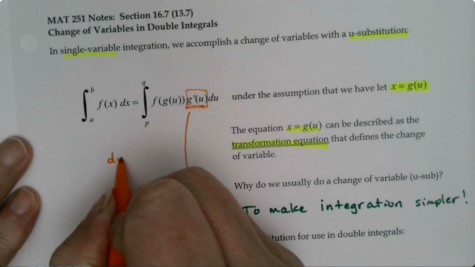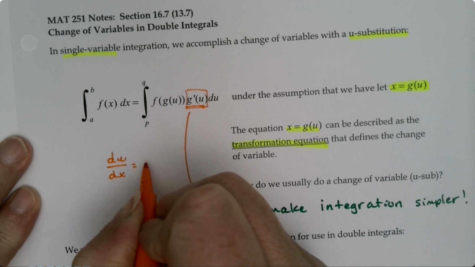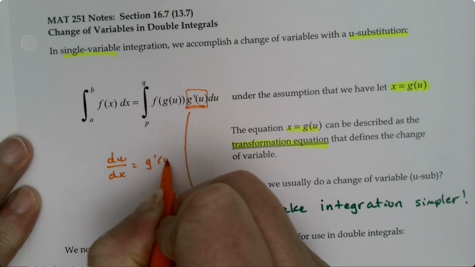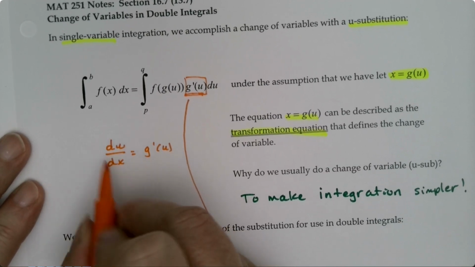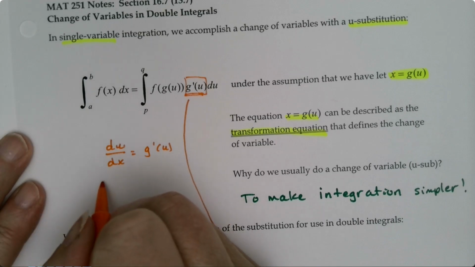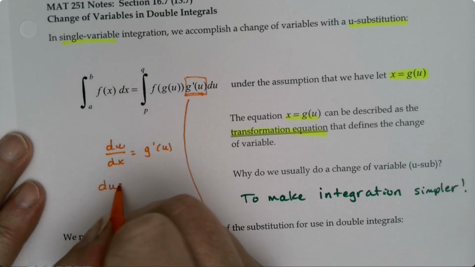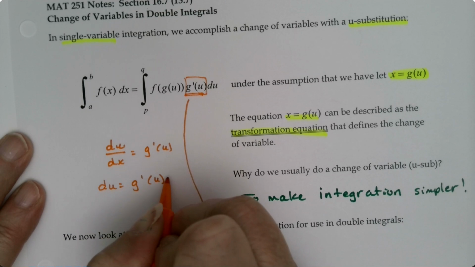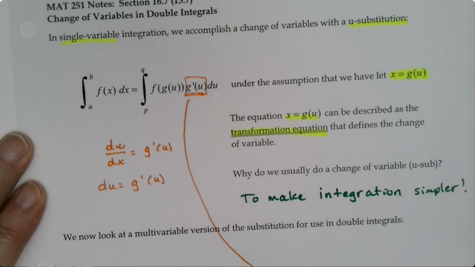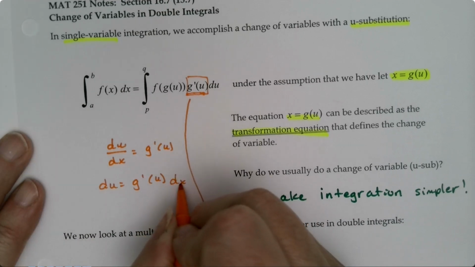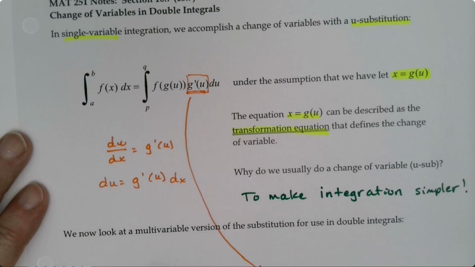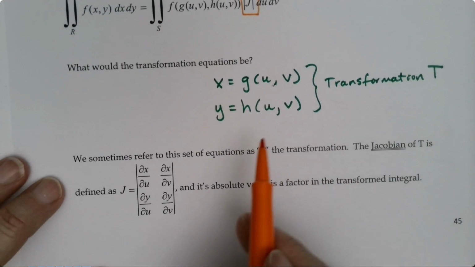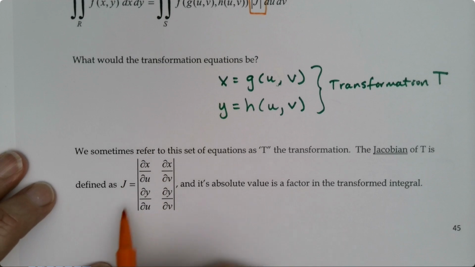So if you remember how we did it up here, we would say, oh, du over dx is equal to some derivative. And then we would say, okay, then du is equal to g prime of u dx. And then we would use the differentials and we would go from there. That's what we're going to do down here, but it's more complicated. It's right here. The Jacobian is that.